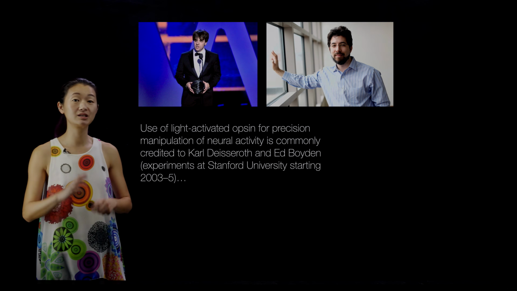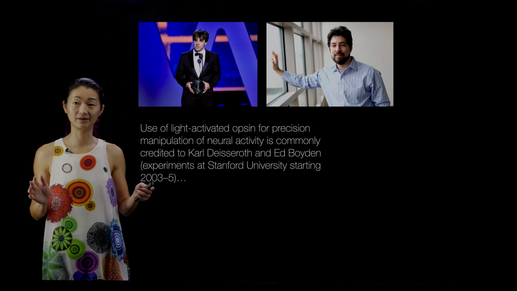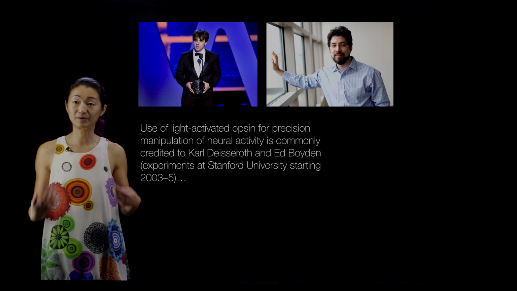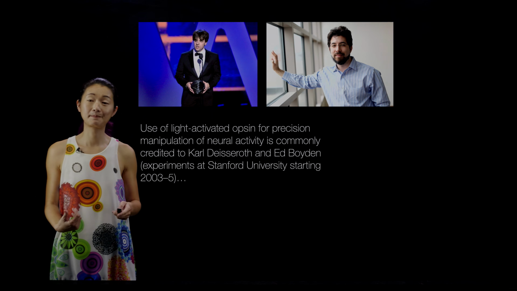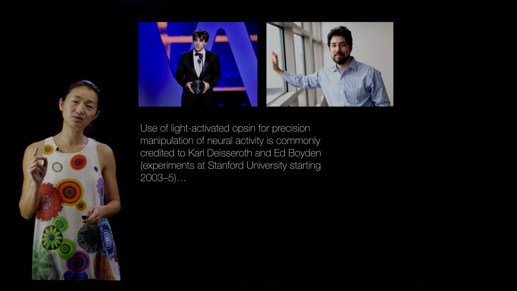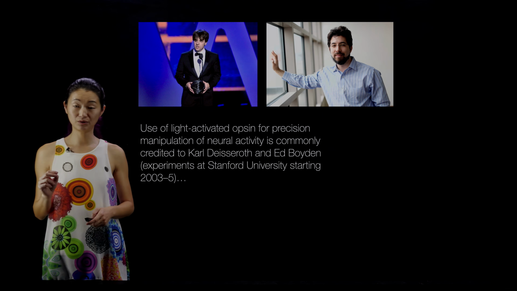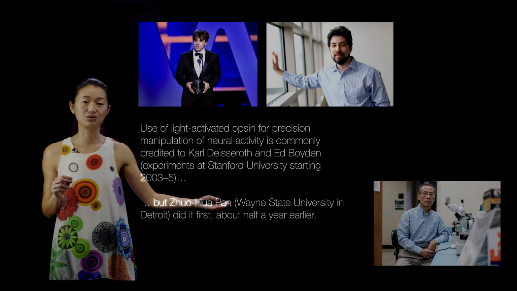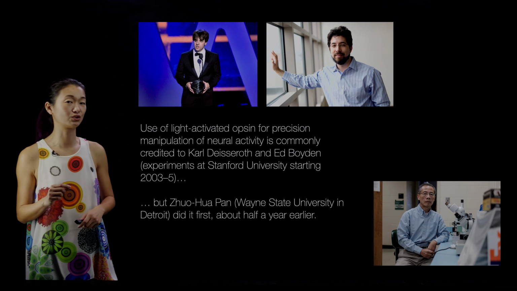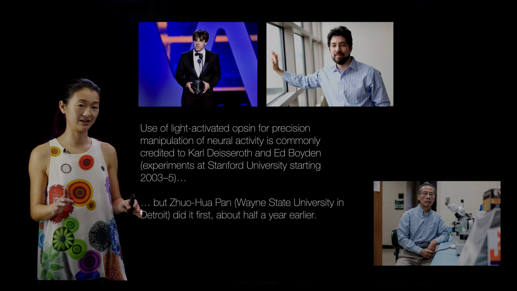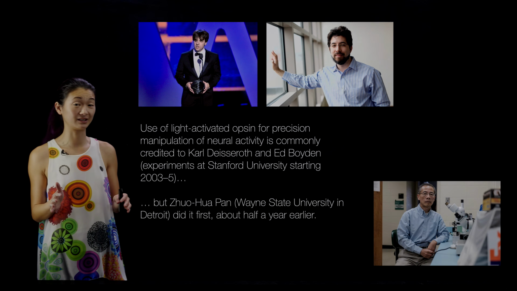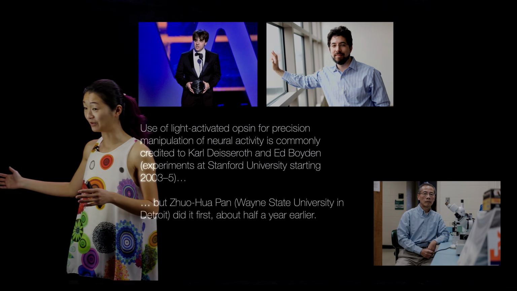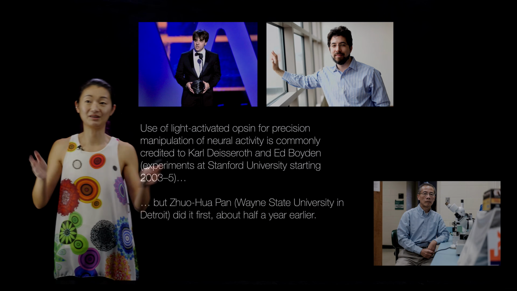Both of them have received tons of accolades, and they're extremely well known for this amazing discovery and innovation of using light-activated opsins in optogenetics for precision manipulation of neural activity. But as it turns out, in a story that is significantly less well known even to neuroscientists, they were questionably not the first people to have done it. There's another neuroscientist, Zhuhua Pan, at Wayne State University in Detroit, who did exactly the same thing, and he did it probably half a year earlier, at least. Same thing: he discovered the same set of proteins, these opsins that people found in green algae and archaea. There's a big bank of them.